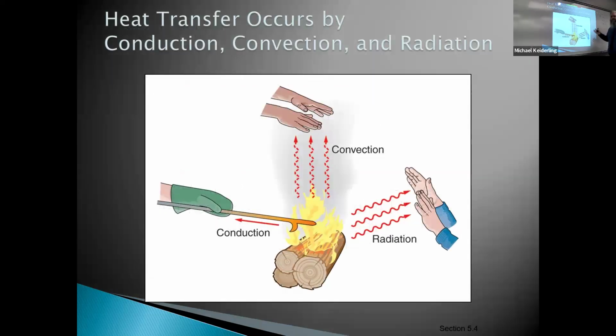So heat transfer occurs in a few different ways. Let's talk about the 3 main ways that heat moves. The simplest of these is conduction. This is just heat transfer by contact, or just heat moving through a substance. So here, this metal rod, it's a fireplace poker. This fireplace poker is conducting heat along its length.